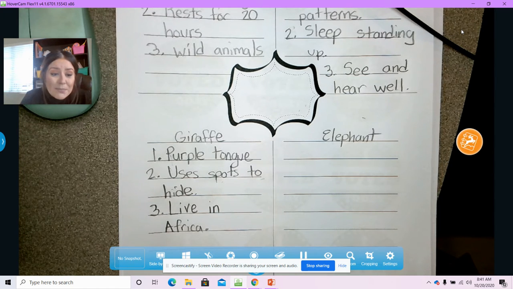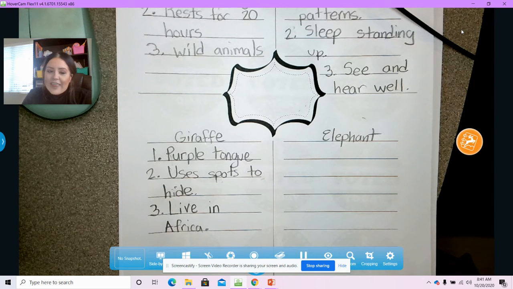They sleep for most of the day as well, just kind of like the zebra or the lion. They sleep for almost the entire day. They are herbivores, so they eat plants and leaves from the trees. They use their long necks to get the leaves from the trees.